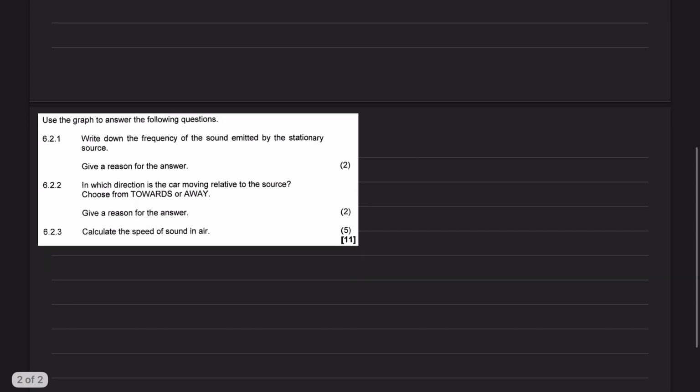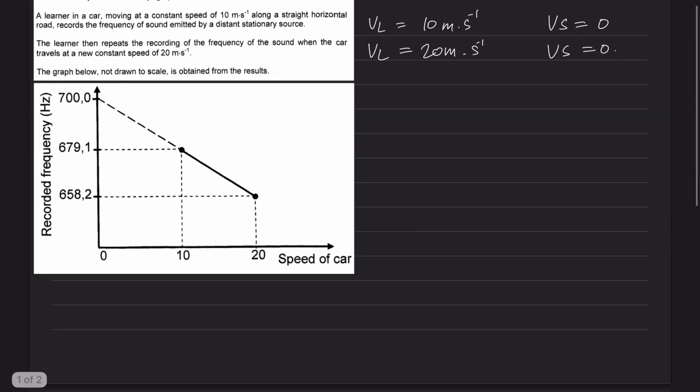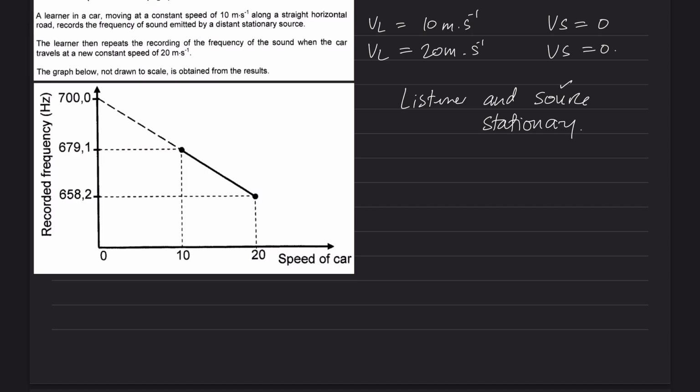Now the question reads, write down the frequency of the sound emitted by the stationary source. Give a reason for the answer. Now, because the listener is moving, there's going to be an apparent change in the frequency. So the frequency that's being heard is not the true frequency. You will get the true frequency when both the listener and the source are stationary. Now we know that the source is stationary, but the listener isn't.